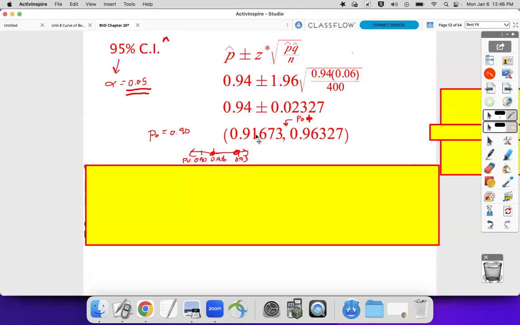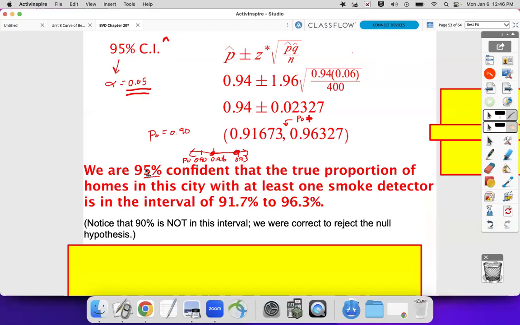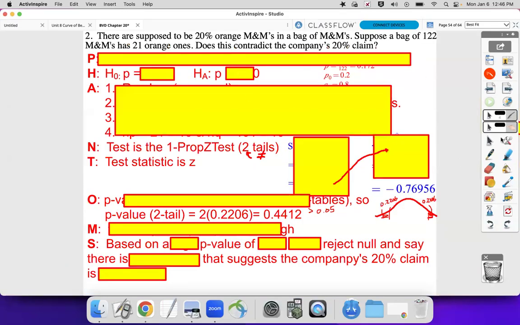Now, notice they said this city has greater than 90%. All of the numbers in this confidence interval are greater than 90%. So that's just another sanity check. We are 95% confident that the true proportion of homes in this city with at least one smoke detector is in the interval of 91.6 to 96.3. And since 90 is not in that interval, we are fairly certain that that is correct.